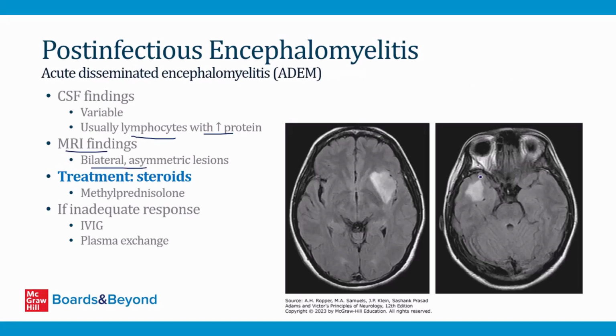This is a picture of what they can look like on the slide here. These white spots are evidence of ADEM, but there's nothing about the MRI that's particularly striking that's going to jump out at you. The treatment is with steroids, usually methylprednisolone. If there's an inadequate response, some of those treatments we talked about for Guillain-Barré can be tried, like IVIG or plasma exchange, which is another name for plasmapheresis.